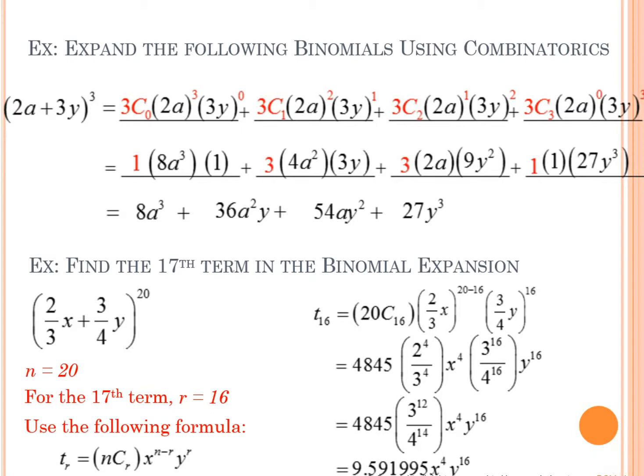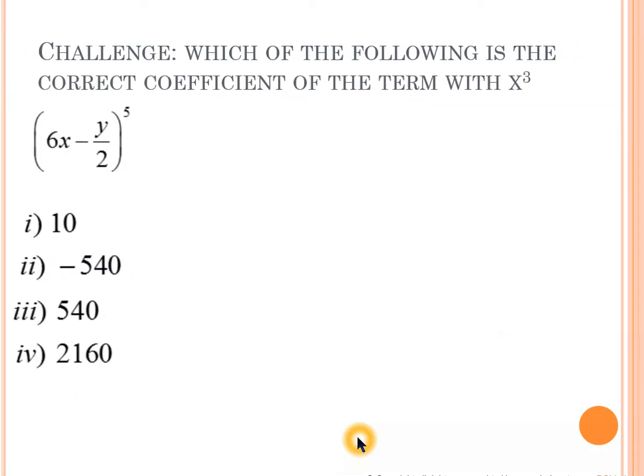All right, let's move on. The last question for this lesson: which of the following is the correct coefficient of the term x to the power of 3? So we need to find the term that has x to the power 3. If we expanded this, the first term would have 6x to the power of 5, the second term would have 6x to the power of 4, and the third term would have 6x to the power of 3.